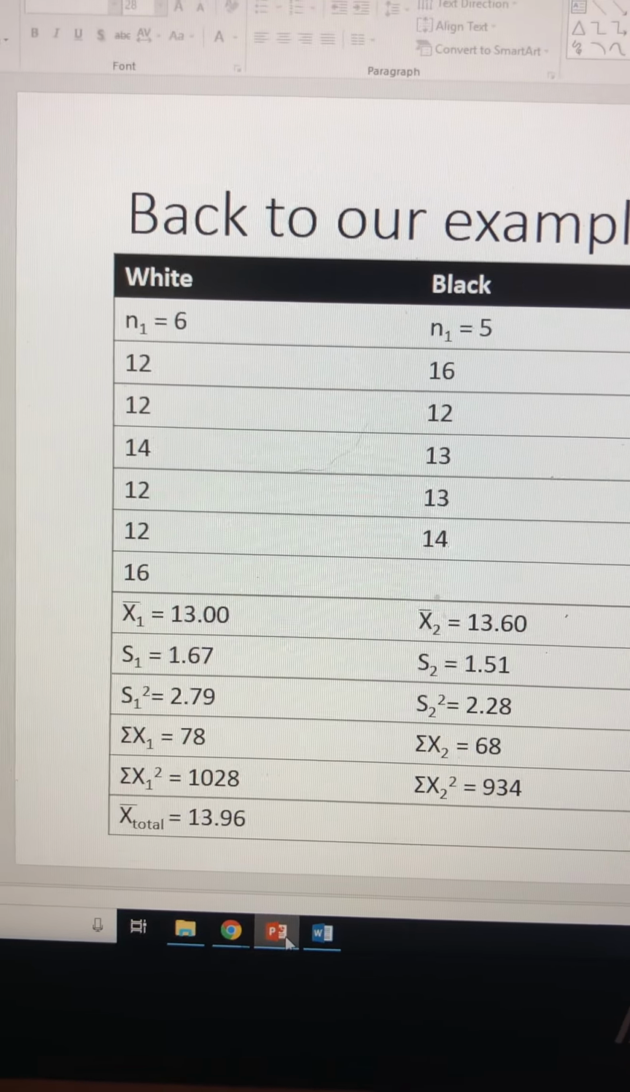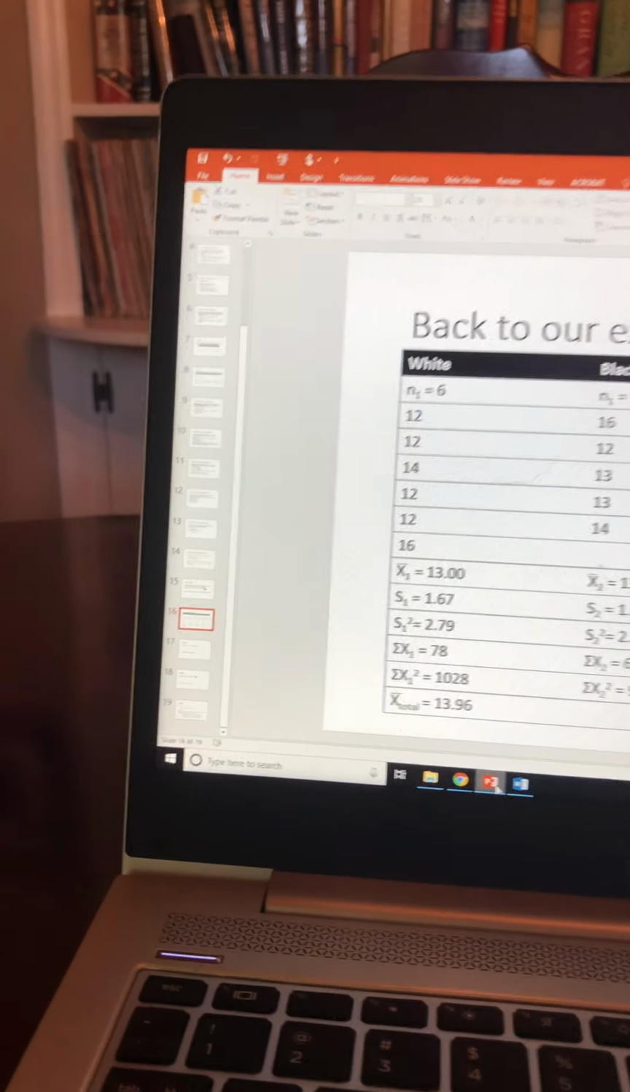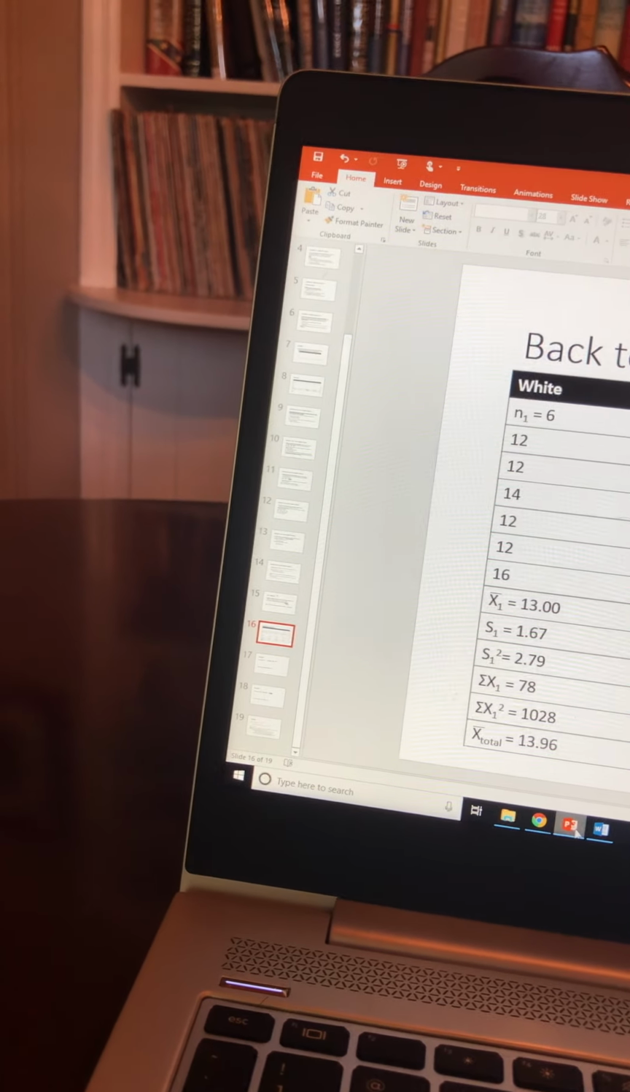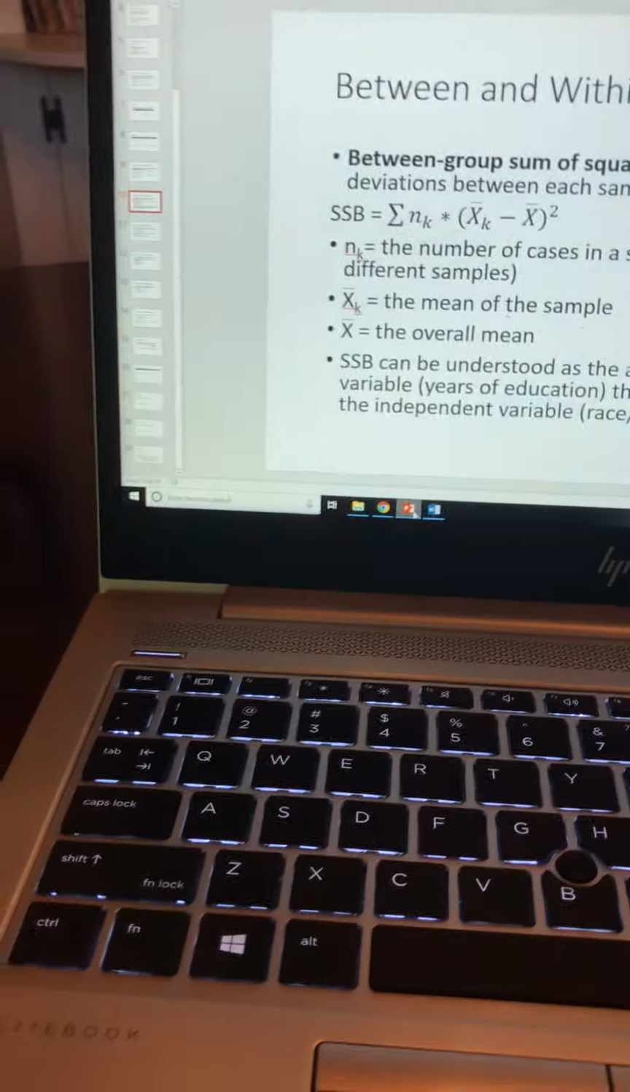Okay? So that's the setup. Once you have that, you're ready to fly. So let's start with our calculations. I'm just going to go back here so you can see.